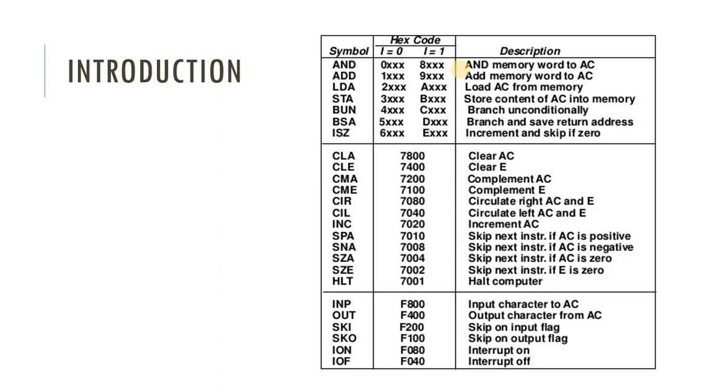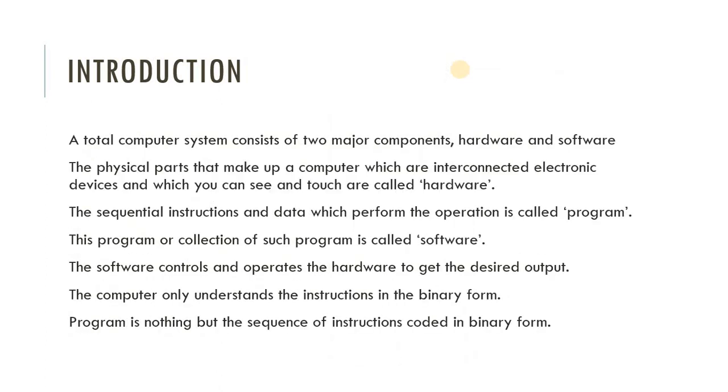These are the symbols that we are using to write the programs. If we are adding two numbers, at that time we directly use the symbol ADD. If we are loading something from memory to accumulator, at that time we write the LDA symbol, and so on. These are all the symbols and their relevant hexadecimal codes, and their equivalent descriptions are given. So that is a simple introduction to the basic computer, what a computer is, and the hardware and software and programs. So that's it. Thank you so much.